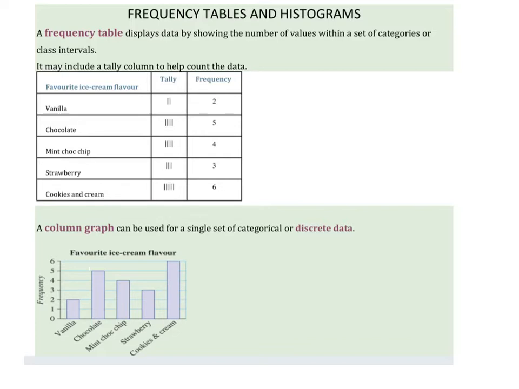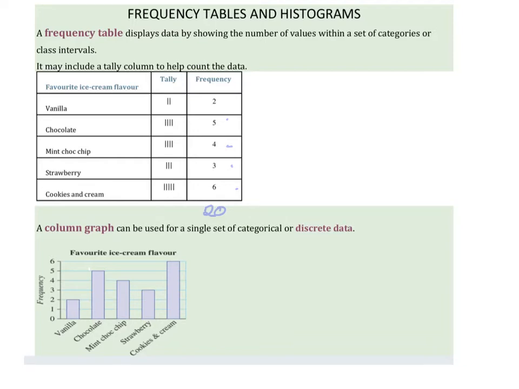If we were to total our frequency column, so 2 plus 5 is 7, plus 4 is 11, plus 3 is 14, plus 6 is 20. Really, that means that there were 20 people who were surveyed. So we can really check to make sure that we have included all of the data that was originally surveyed.